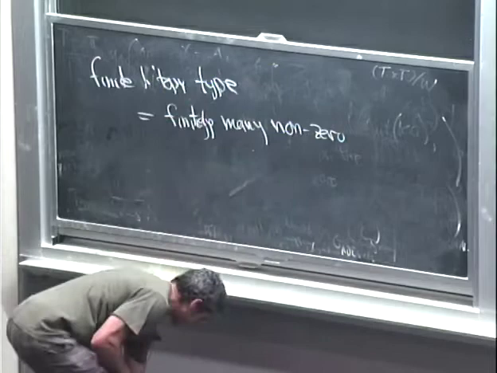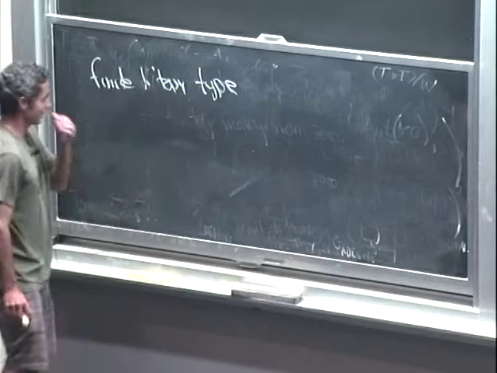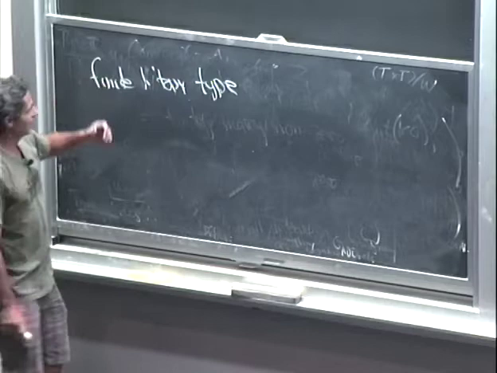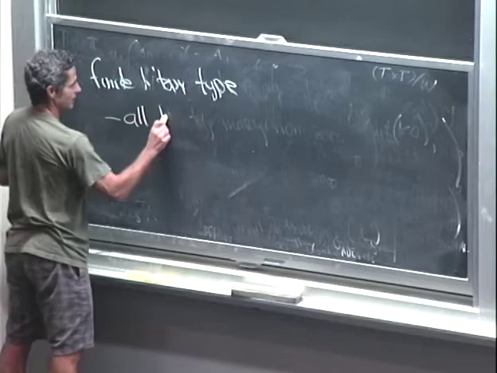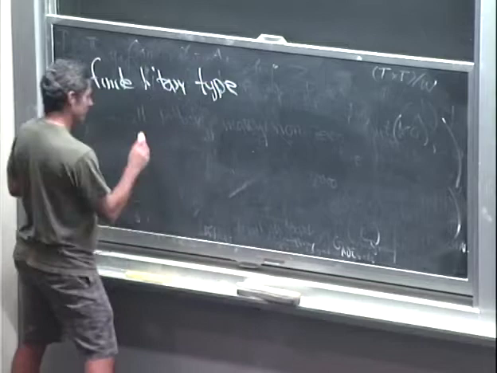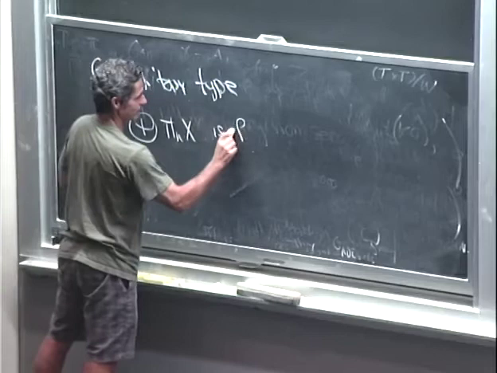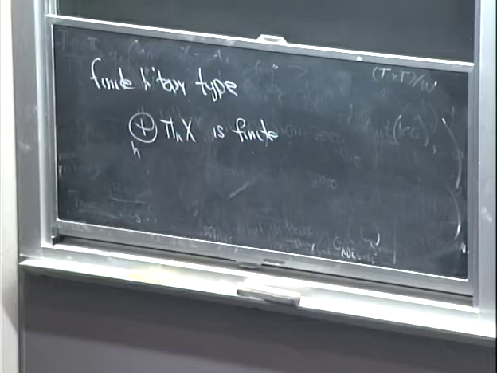Finite homotopy type means that all the homotopy groups are finite. Maybe the fastest way to say it is that the direct sum over all n of pi n of X is finite. So only finitely many of those are non-zero, and those are finite.